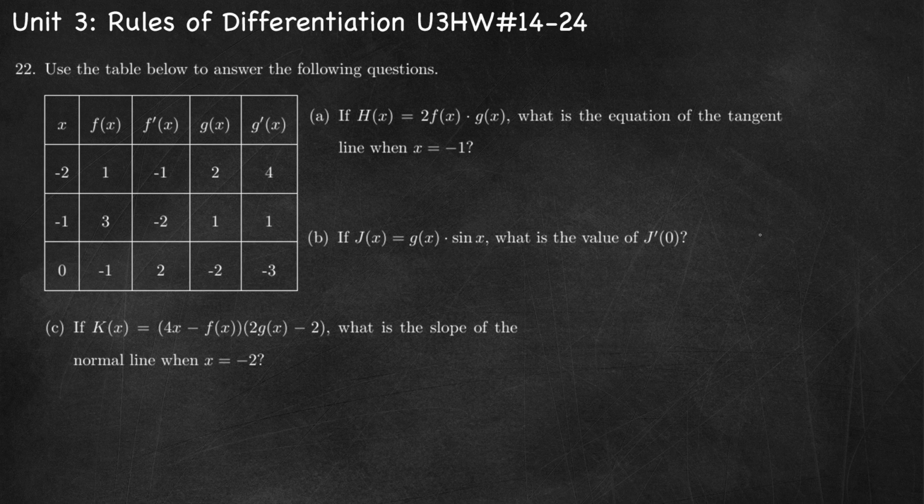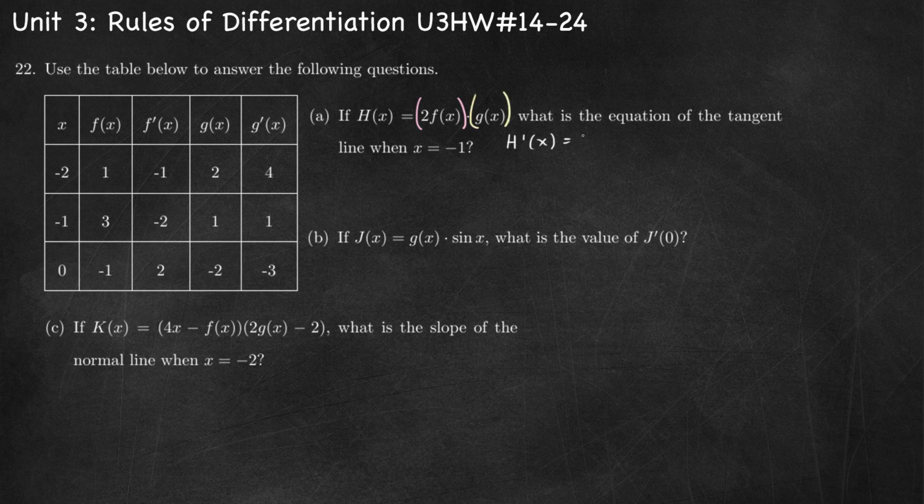Use the table below to answer the following questions. If h of x equals 2f times g, what's the equation of the tangent line when x equals negative 1? So we need to find h prime of x. H prime of x equals, and for this I'm going to use the product rule, and I'm going to think of 2f of x as my first factor, and then g of x as my second factor.